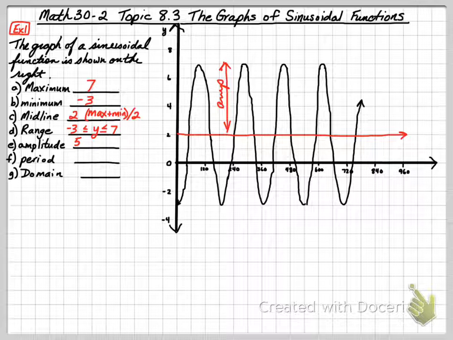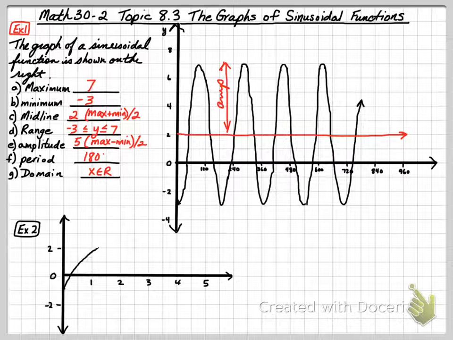Our period is when it repeats. Sometimes we're going to find it by looking at the bottom to the next bottom, the middle to the next middle, or the top to the top. And what I notice in this graph is that if we went from the bottom point to the next bottom point, you can tell that it's going to be 180 degrees. Our domain is x is any real number, as our graph continues in both directions.